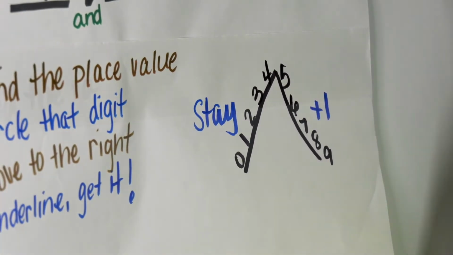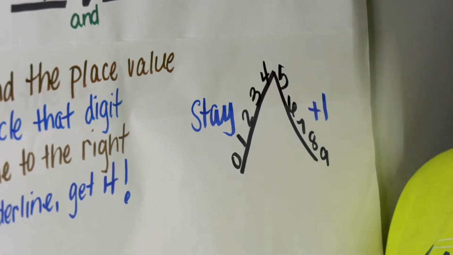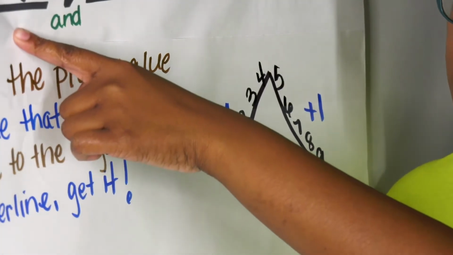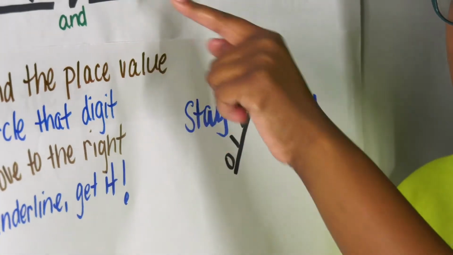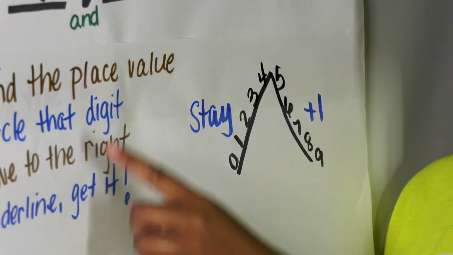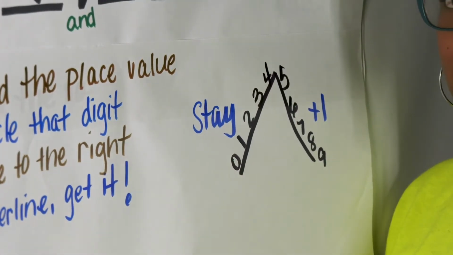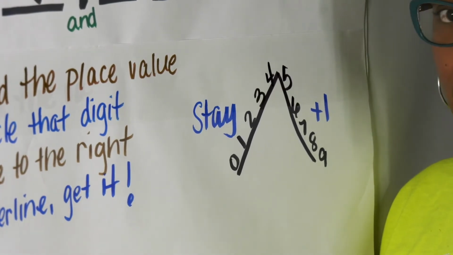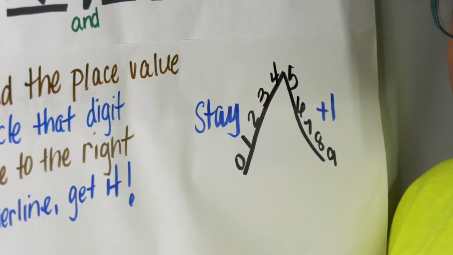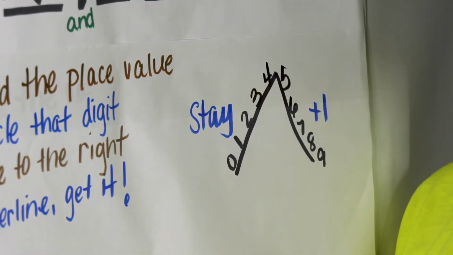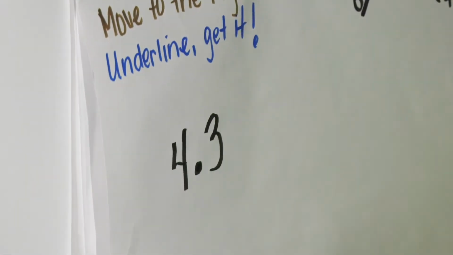So first we want to practice reading this number. Okay, the 4 is in our whole number in our ones place, and the 3 is in our tenths place. And remember, when we see a decimal, we say and. So this is read 4 and 3/10. Okay, let's try it again. 4 and 3/10.